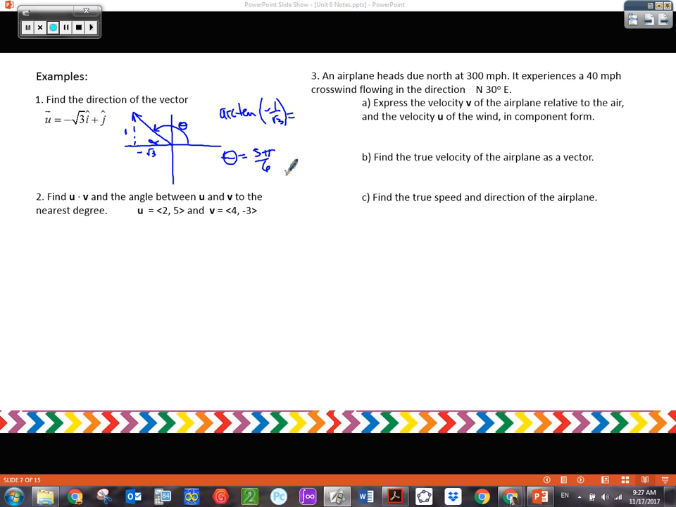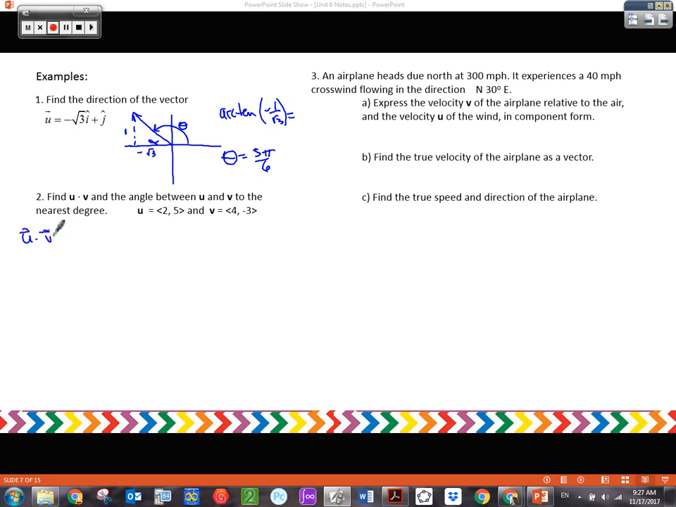Now, of course, we recognize that the direction of the vector would be different if we were in context, right? We would work with it differently, but this is just a coordinate plane problem. All right, let's look at number 2. We want to find the angle between u and v, and we also want to find the dot product u dot v. All right, so let's do that. So u dot v, let's just do that first.